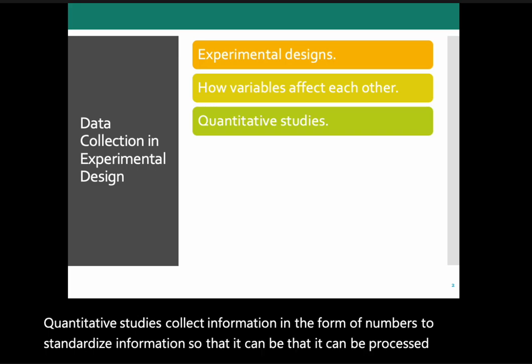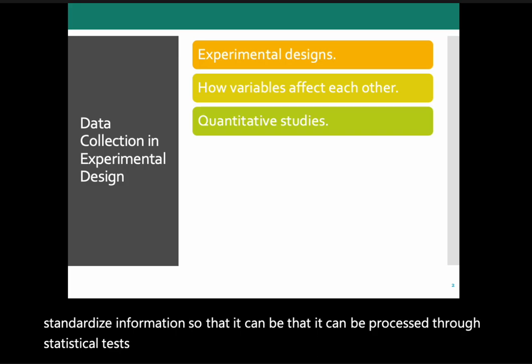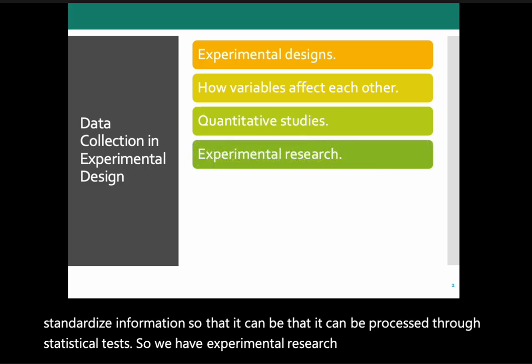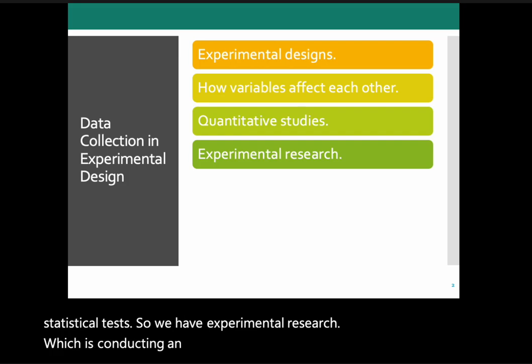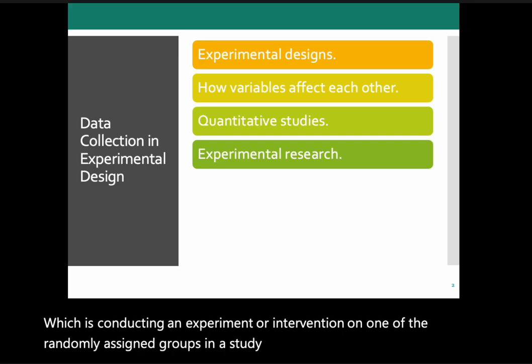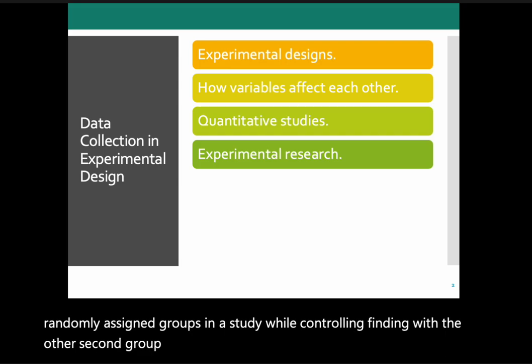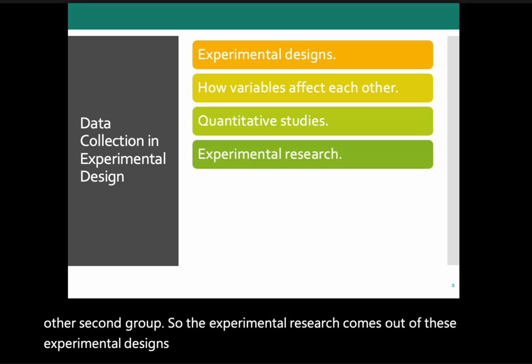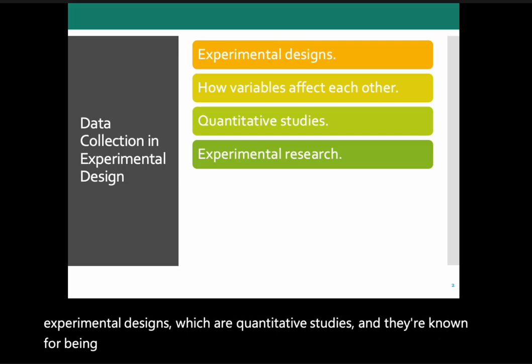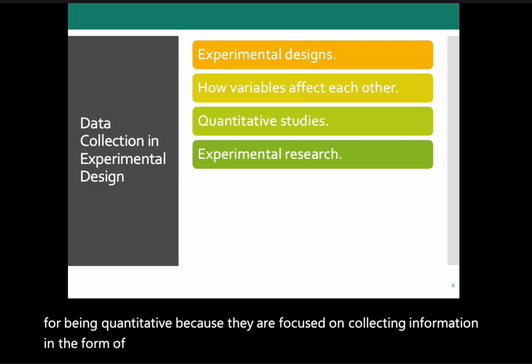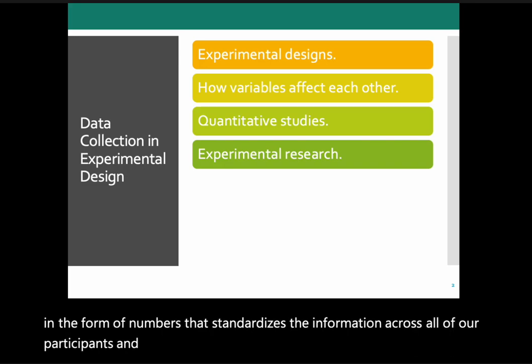processed through statistical tests. So, we have experimental research, which is conducting an experiment or intervention on one of the randomly assigned groups in a study while controlling for the other second group. So the experimental research comes out of these experimental designs, which are quantitative studies, and they're known for being quantitative because they are focused on collecting information in the form of numbers that standardizes the information across all of our participants and allows us to run statistical tests.